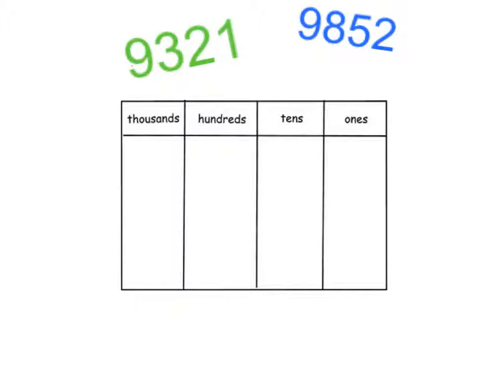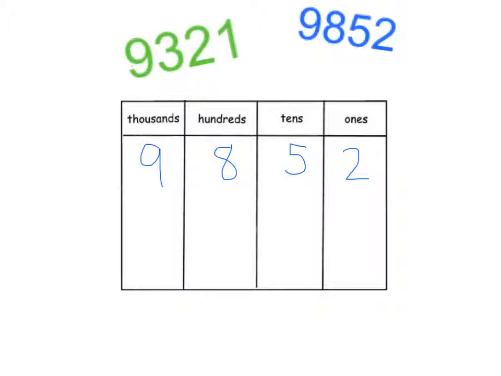Here we have two other numbers. We have the number 9,321 and we also have the number 9,852. We're going to start by putting the number in blue, 9,852, into our place value chart first. So we'll start with the 2, which goes into the ones. 5 in the tens, 8 in the hundreds, and the 9 in the thousands.